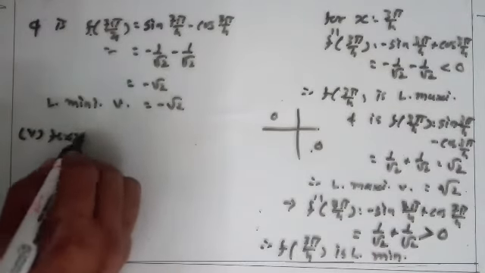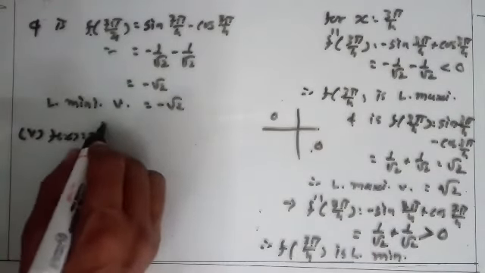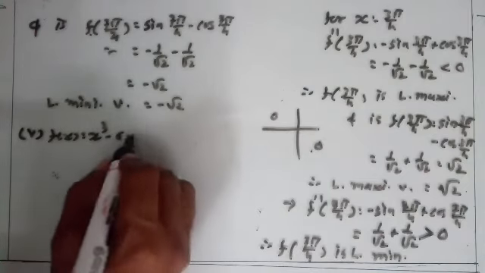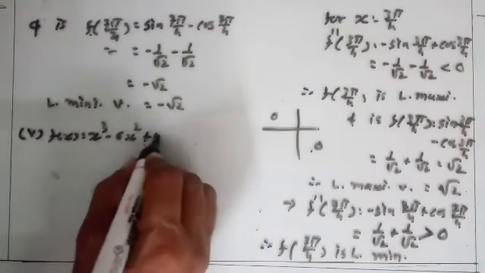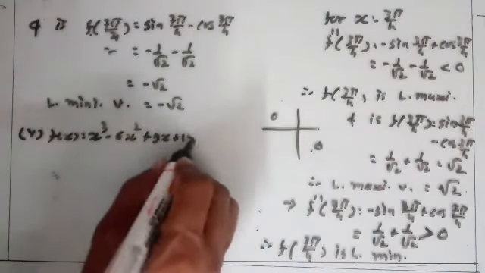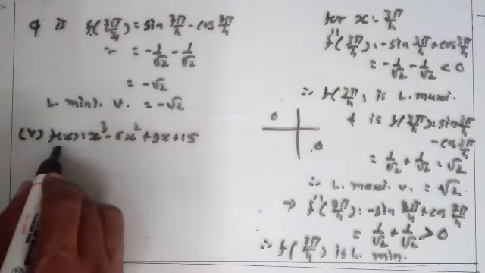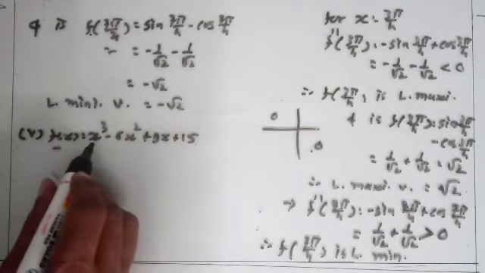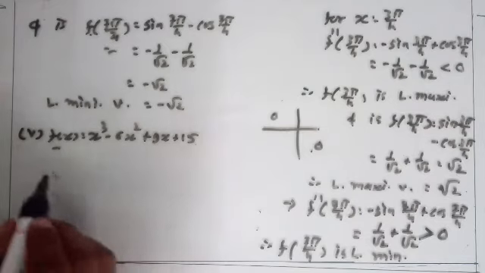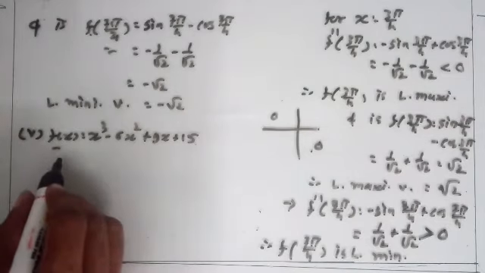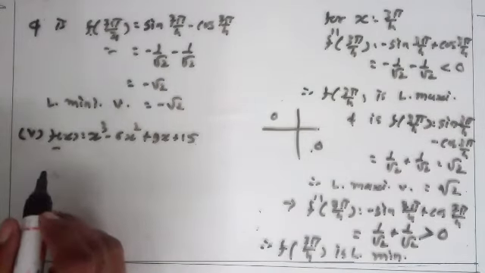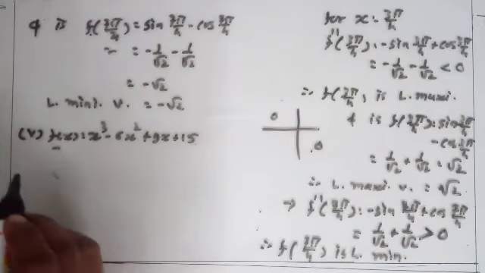Here we have the function f(x) is equal to x raised to 3 minus 6x square plus 9x plus 15. First get the first derivative, compare with 0 and get the different values of x. Put in the second derivative and check the maximum and minimum values.